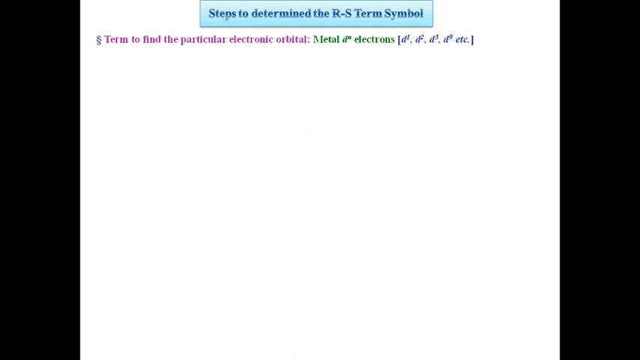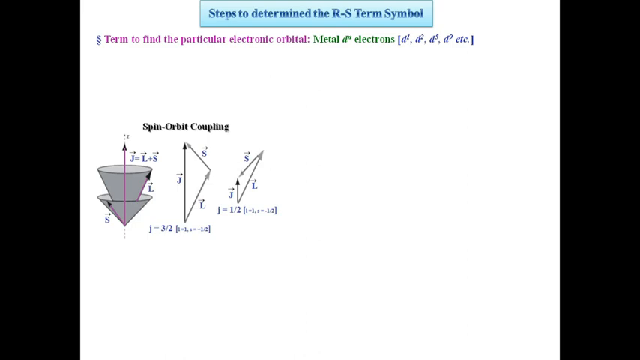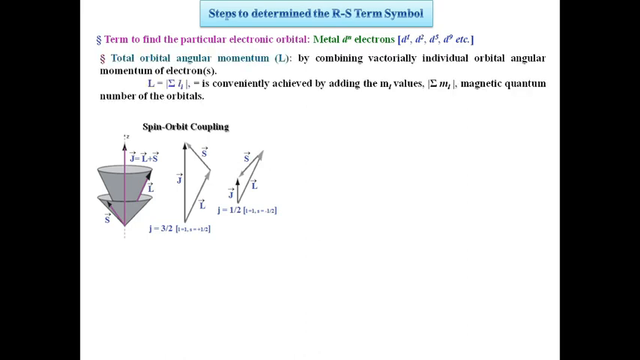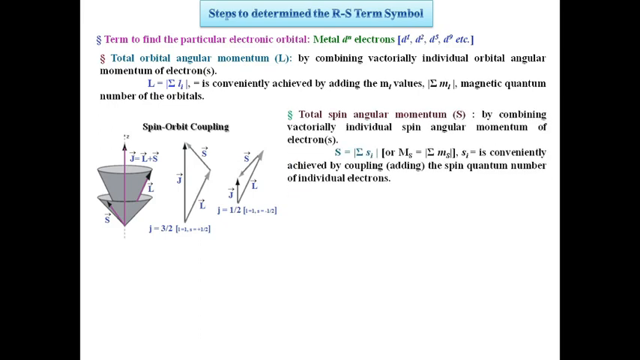Then we have to calculate the total orbital angular momentum, that is capital L, which is nothing but the vectorial summation of the individual angular momentum of the electrons of that particular orbital, and it can be achieved from the summation of ml values of that particular orbital. Then we have to find the total spin angular momentum, capital S, which can be achieved by combining the vectorial individual spin angular momenta of the electrons in that particular orbital.